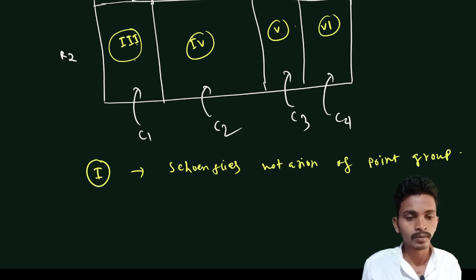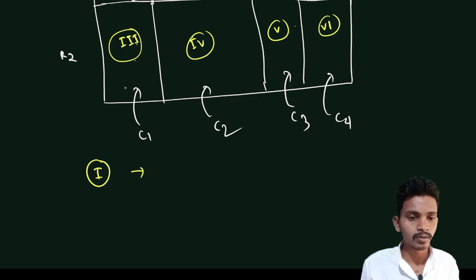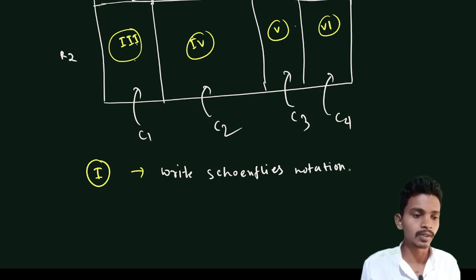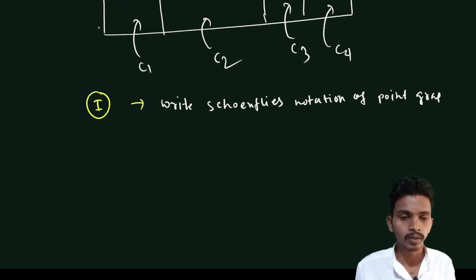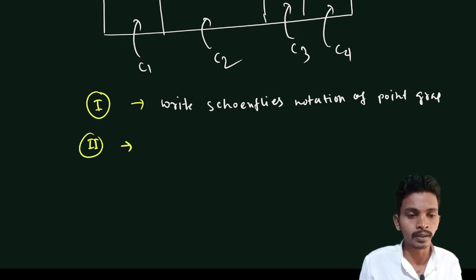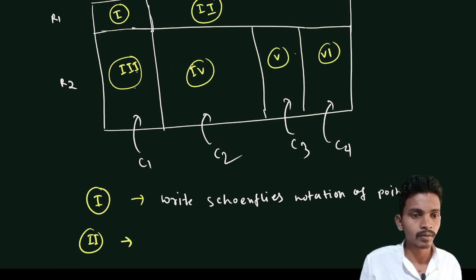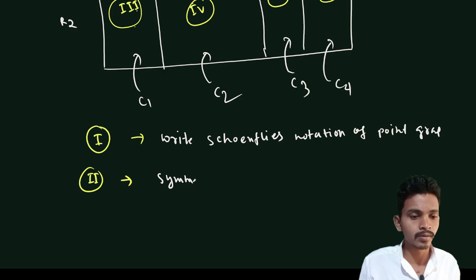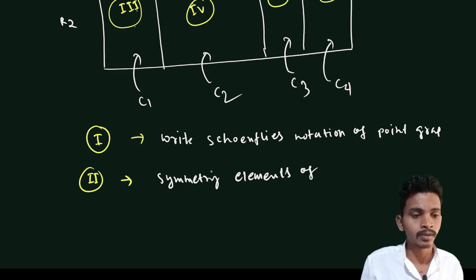So in 1 we will write the Schoenflies notation of the point group, and at 2 we will write the symmetry elements of that particular point group, whichever we have written.